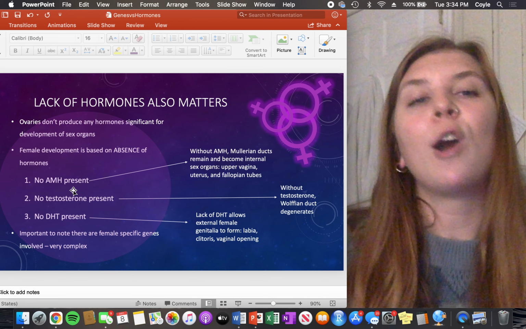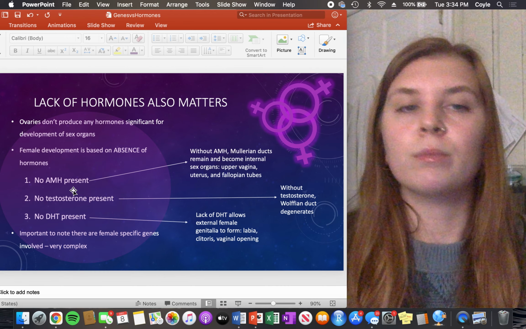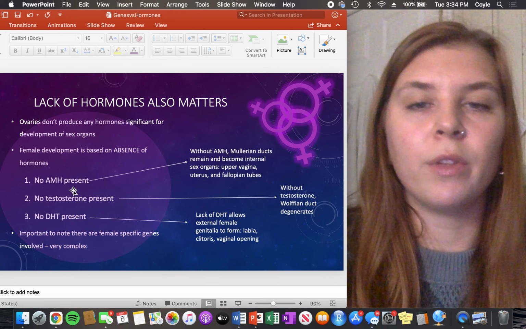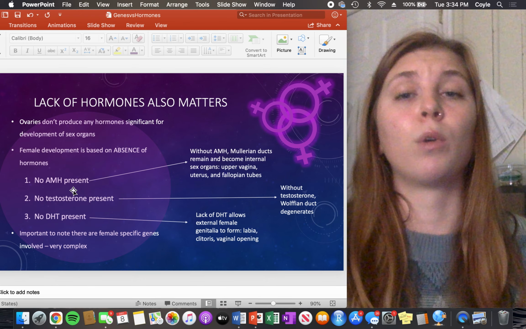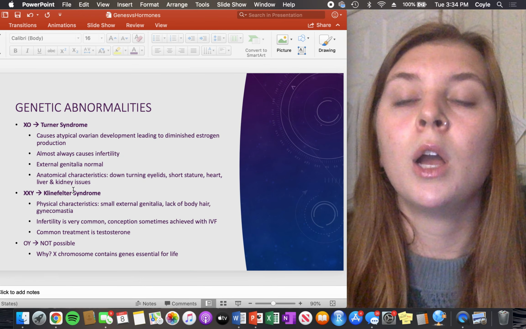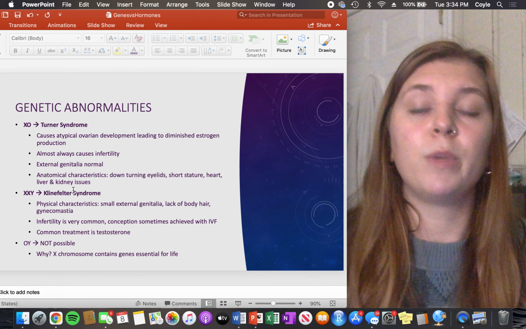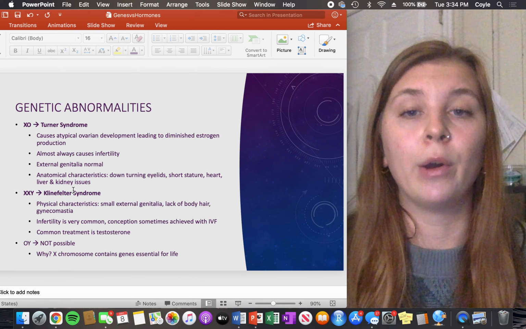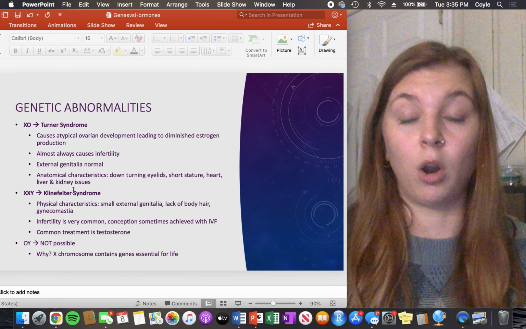And again, there are some female genes at play here, but they're very complex, and we're not going to go into it. But still, this is all just lack of hormones is how the female reproductive organs form. Okay, so now the more fun portion is talking about some abnormalities, and we can critically think about what the lack of certain things would cause.